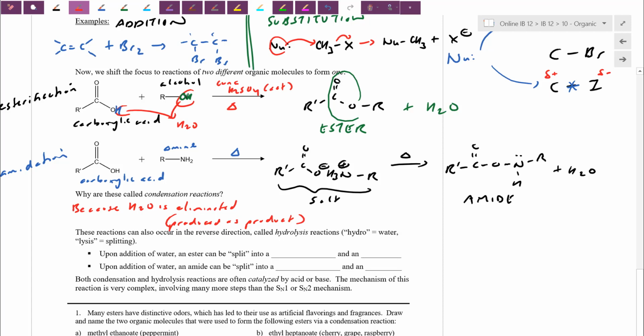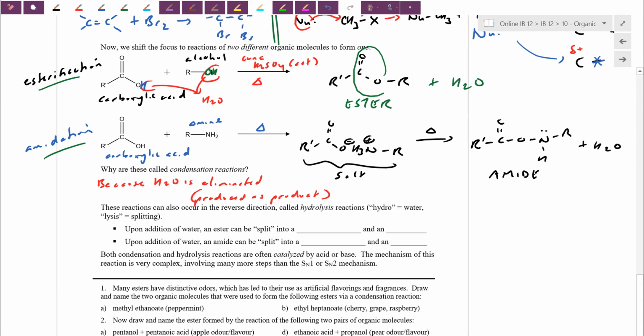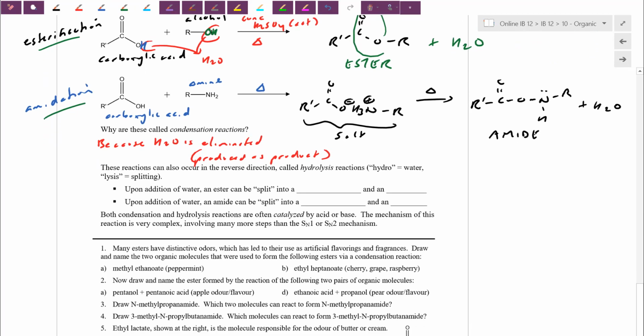You just need to note, how do we make an ester? Join a carboxylic acid with an alcohol. How do we make an amide? Join a carboxylic acid with an amine. Just memorize these reacting conditions. Okay. So these reactions can also occur in reverse. So there's an equilibrium sort of set up here. We call that hydrolysis. So water, using it to split this apart.